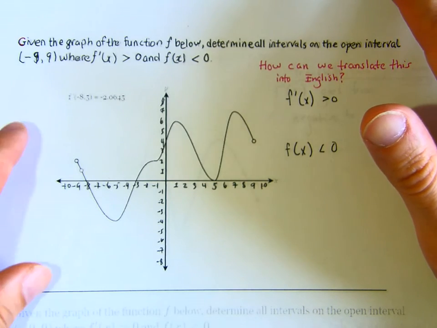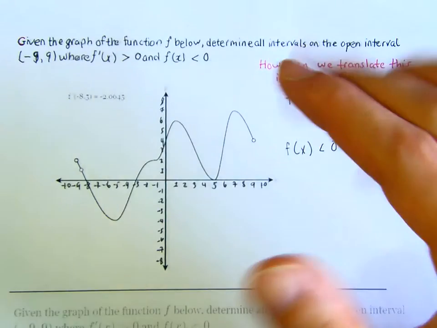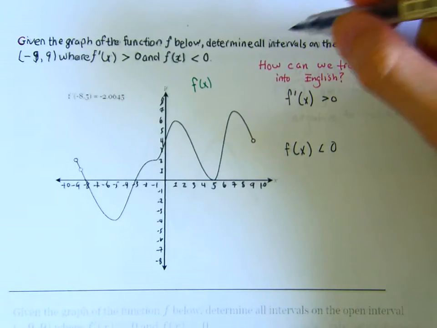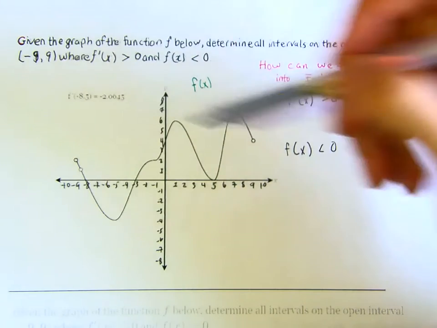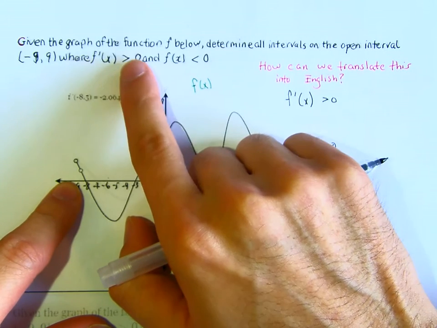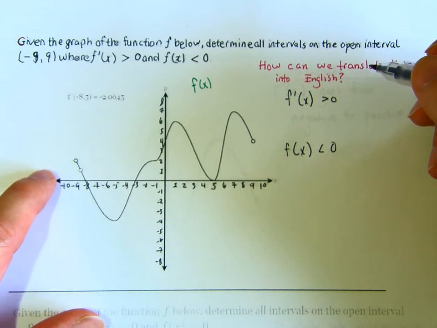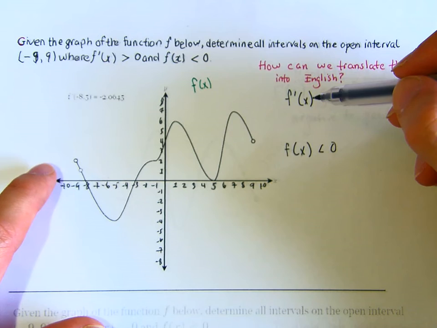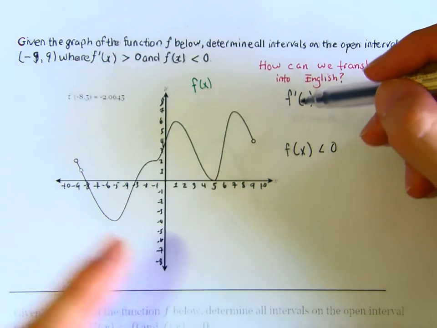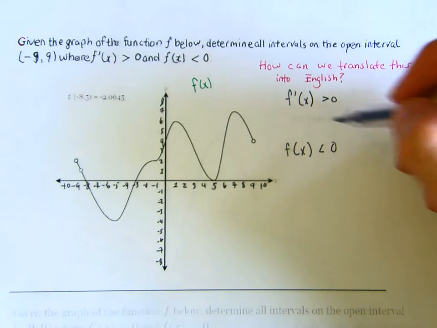Here it's saying, given the graph of the function f below. So we have to be very specific. This is f of x, okay? Now it says determine all intervals on the open interval from -9 to 9 where f prime of x is greater than 0 and f of x is less than 0. So the key thing is, how do you translate this into your own words or into English? What does this mean to you? Pause the video and try to interpret this.